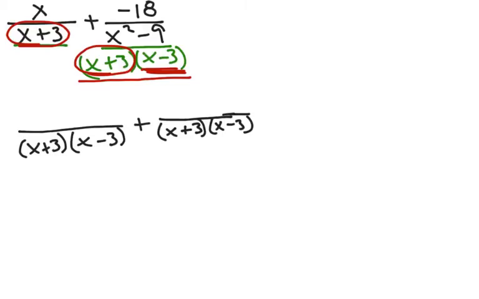So we now need to ask the question, what do I need to multiply x plus 3 by to get my common denominator? I need to multiply it by x minus 3. So I multiply top and bottom by x minus 3. And I'm going to distribute my x. So I get x squared minus 3x. And in the second fraction, I already have the common denominator, so I don't need to multiply the numerator by anything.